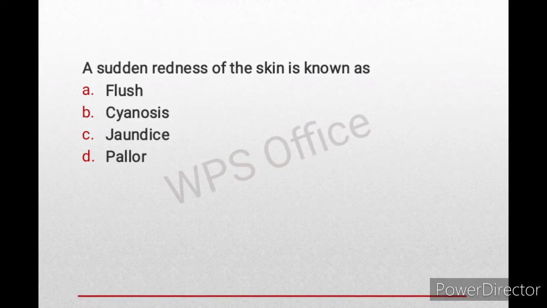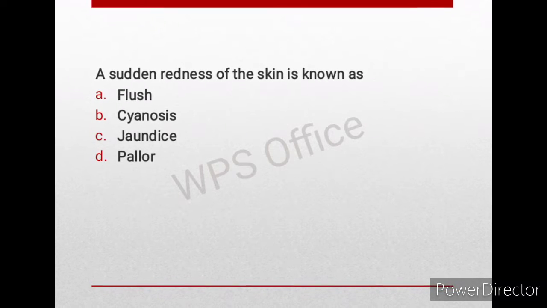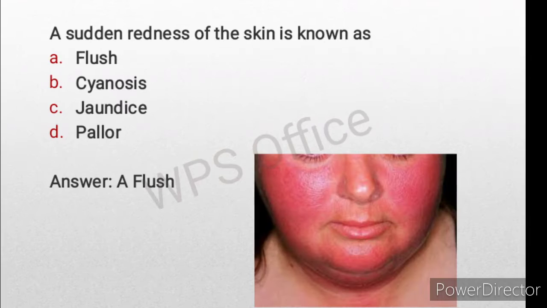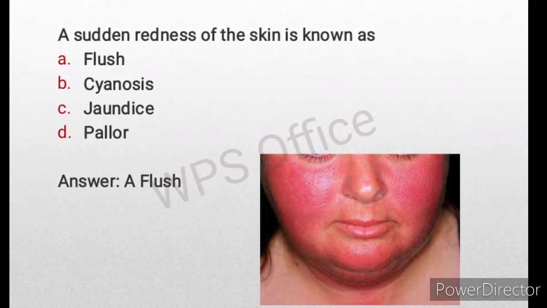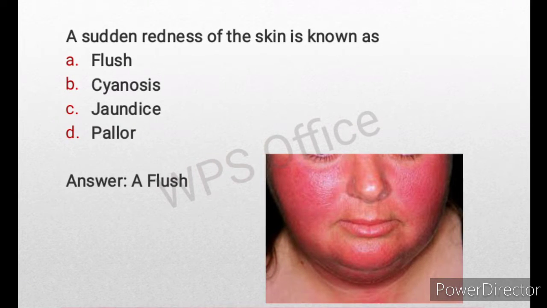Next question is, a sudden redness of the skin is known as A, flush, B, cyanosis, C, jaundice, and D, pallor. Here the correct answer is option A, that is flush. Flush is a sudden redness of the skin.